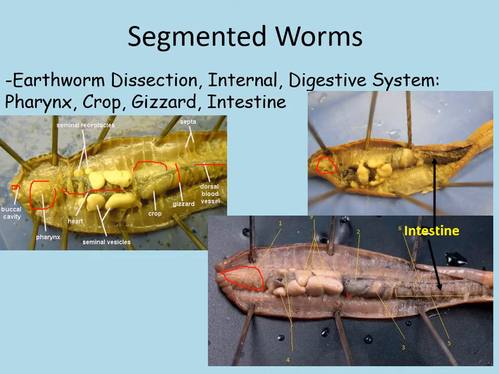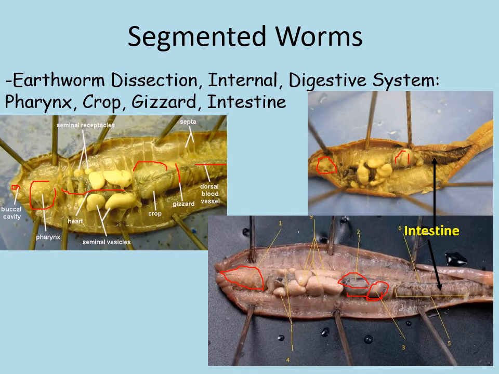So there's the usually darker crop. The crop would be this first region right here. And then that leads into the lighter structure, which is the gizzard. And the gizzard, if you pressed on it, would feel really hard because it's muscular. So let's look at it in these other pictures. So here's the crop here. This would be the crop. And then this wider structure here would be the gizzard.